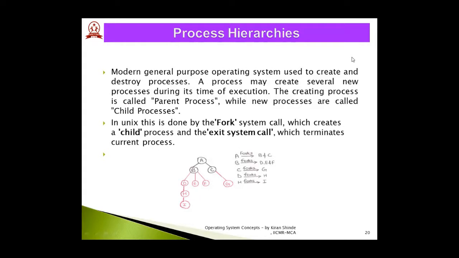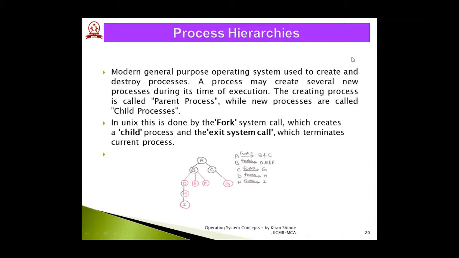Modern general purpose operating systems need to create and destroy processes. A process may create several new processes during its time of execution. The creating process is called the parent process, while the new processes are called child processes or children processes. So the first process which gets created with the new state will be called the parent process. And in line with that process, if there are some sub processes which get created, those will be termed as children or child processes.